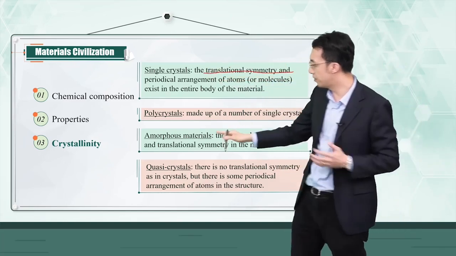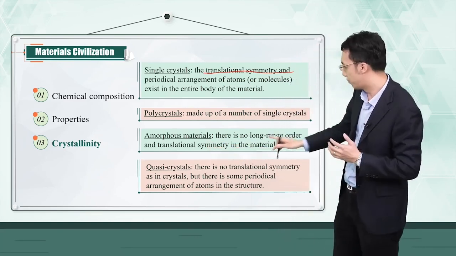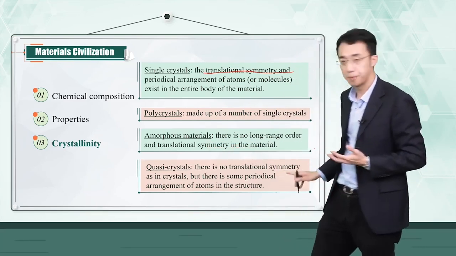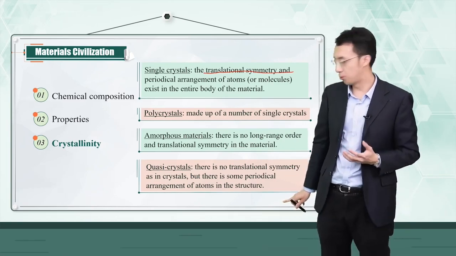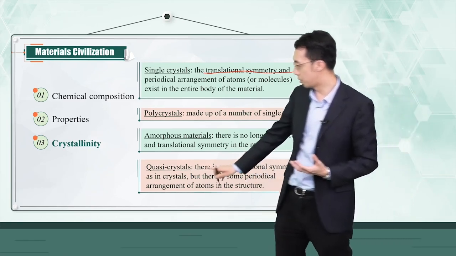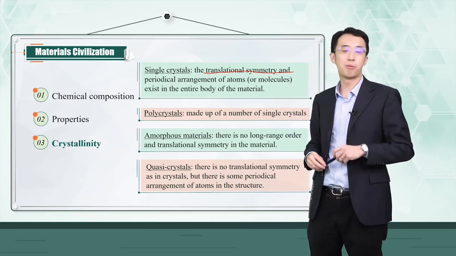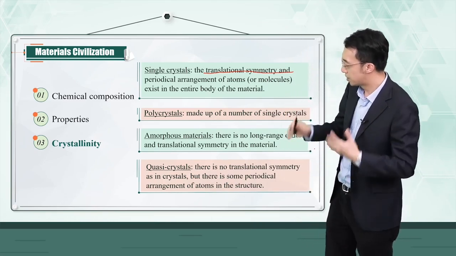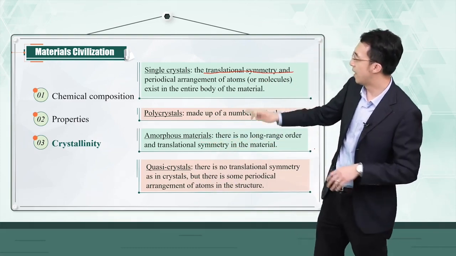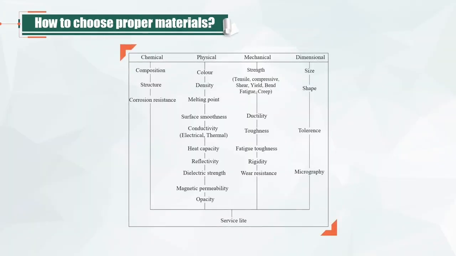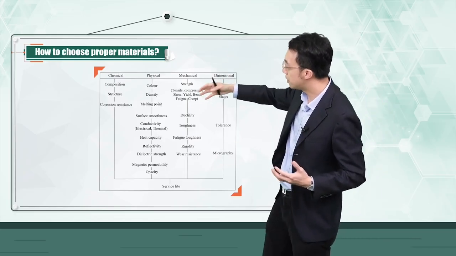And then if the material doesn't have a crystal structure, or doesn't have this so-called translational symmetry, then the material is called amorphous material. There's no long-range order and translational symmetry, okay? And a more recent subgroup of material is the so-called quasi-crystals, which won an Israeli scientist a Nobel Prize a few years ago. Okay, so that's somewhere between your amorphous material and your single crystal.